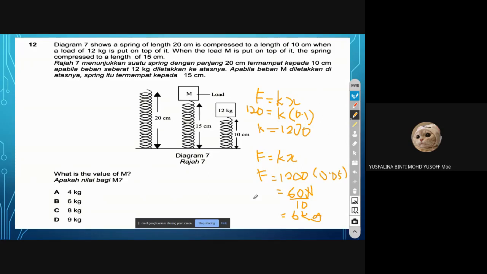Okay, so I use this method, using the formula, or you can use the ratio also. Okay, so move to the next question.